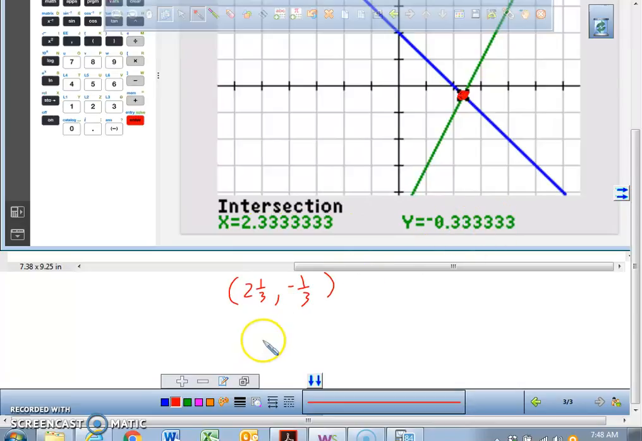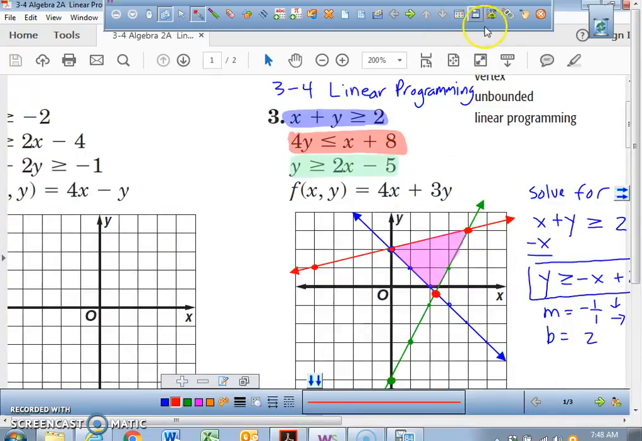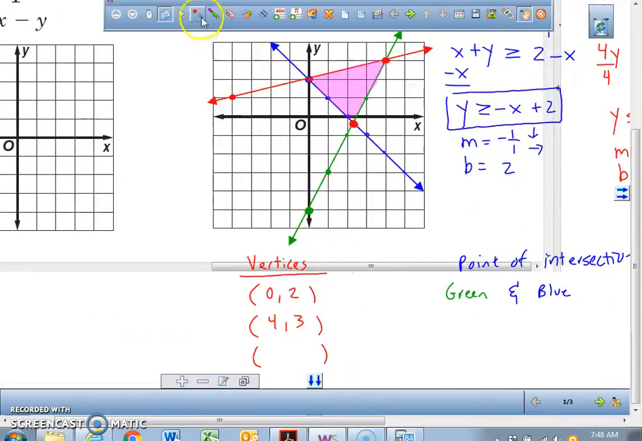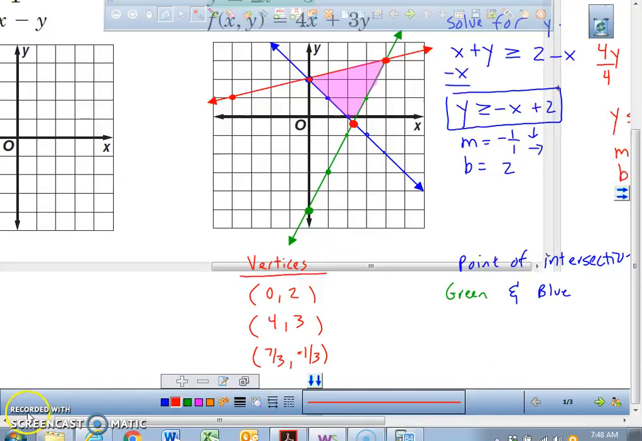There's negative 0.3. So what I'd like you guys to write on your paper is an improper fraction: 7/3, comma, negative 1/3. So on your paper, right now, for your third vertex, you're going to write 7/3 and -1/3. That's what you're going to do. So please write those down.